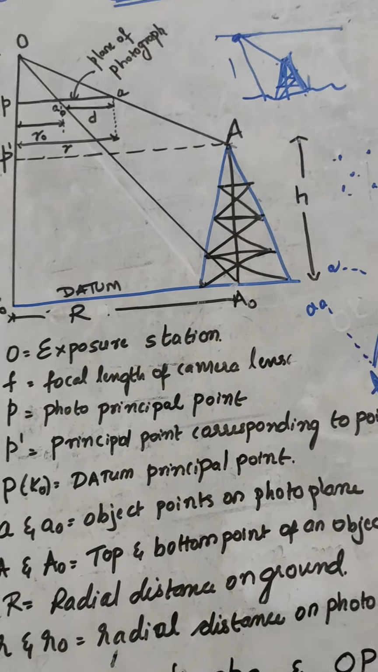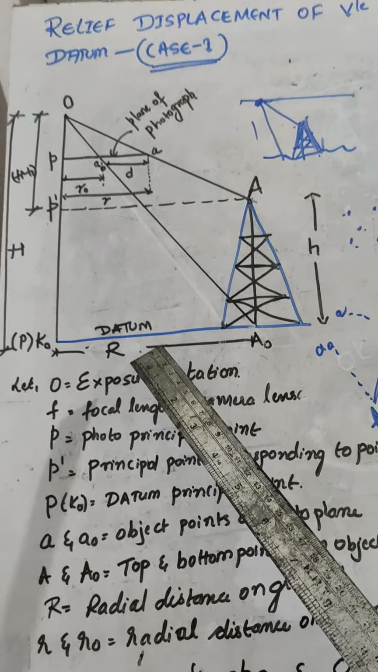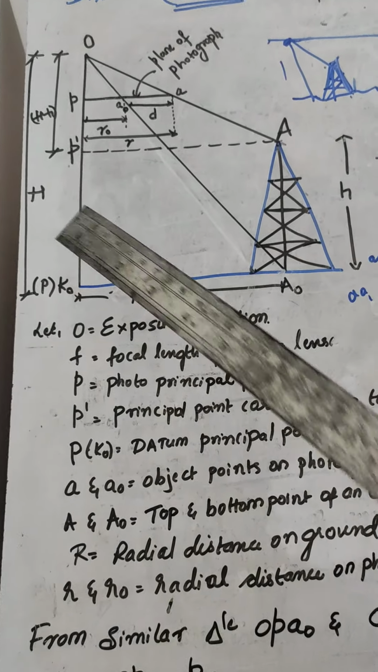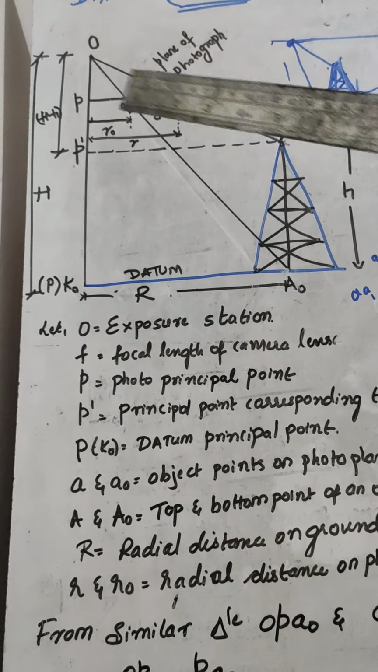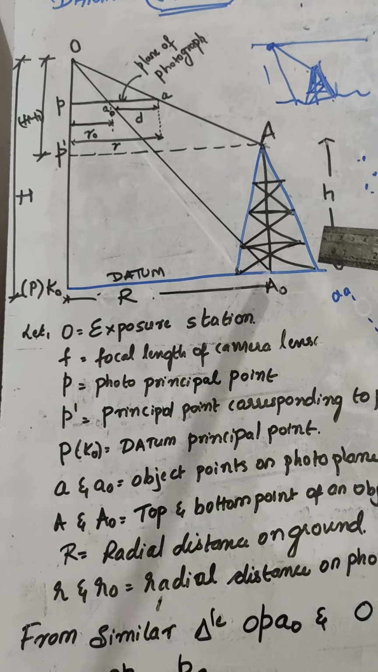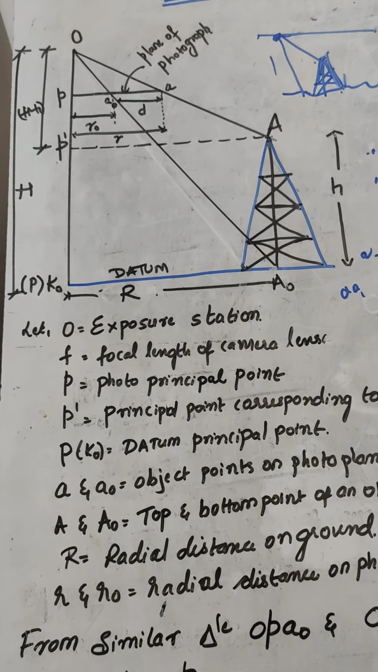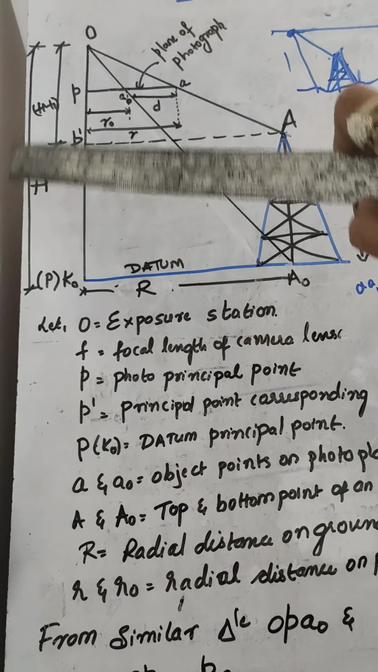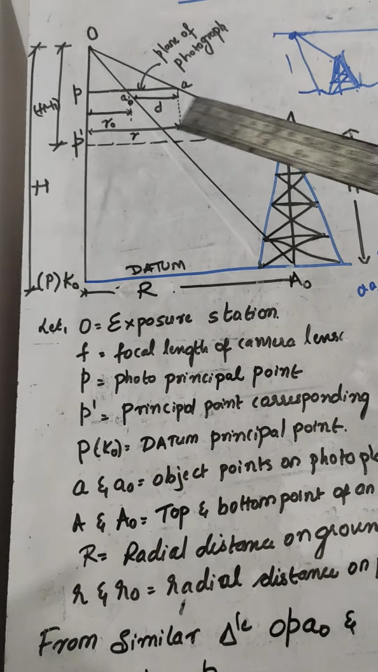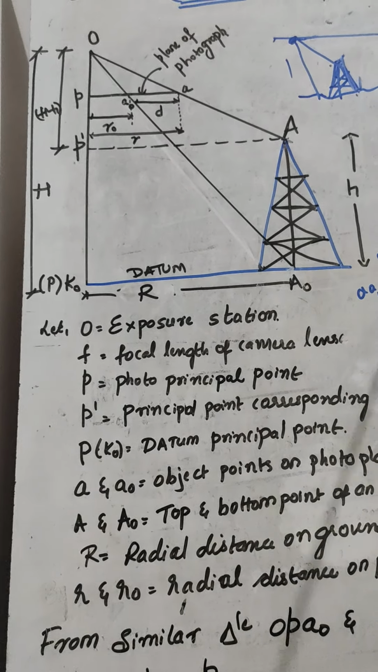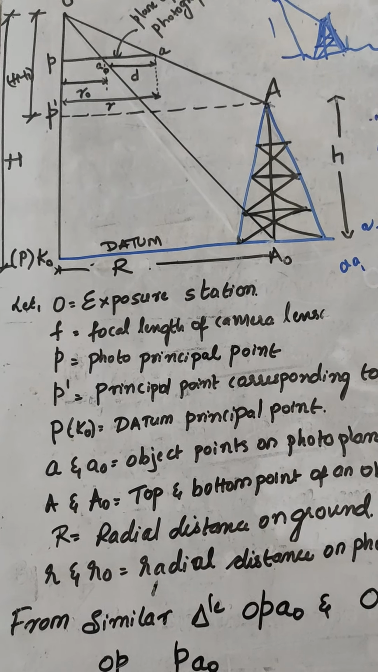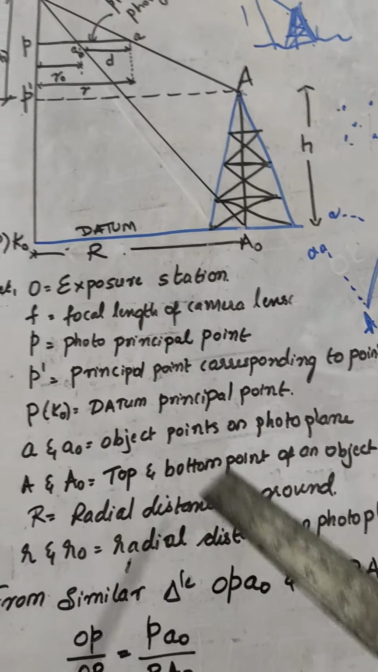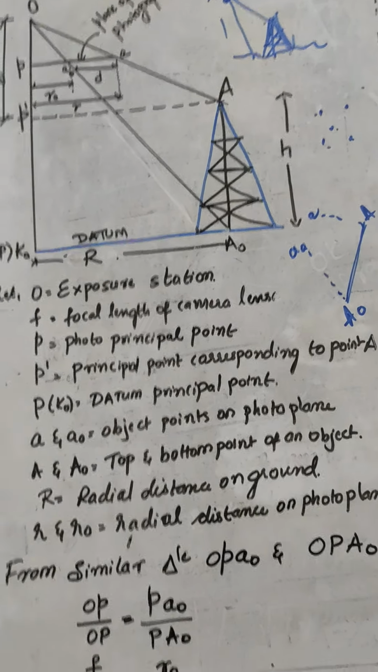Okay, and finally this is the radial distance on the ground and this is the flying height, capital H. This is the height of the tower, small h, and this portion, from O to P dash, is capital H minus small h. So this is what I have explained in the diagram now.